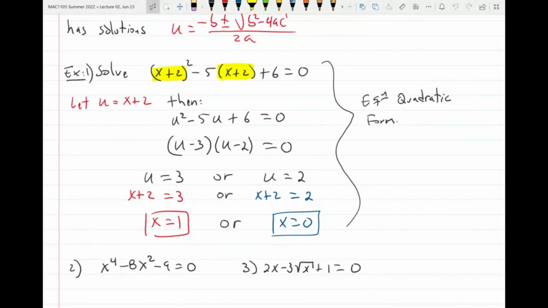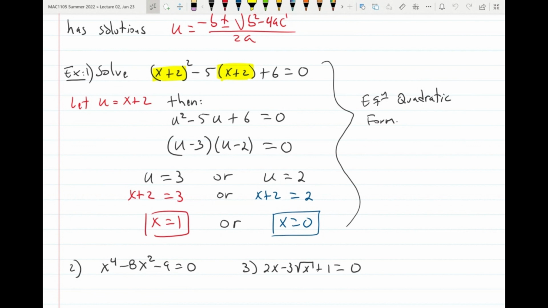Now, my advice to you is the following. Try to look at the equation and try to see if you find an expression containing the variable, not just a number, but containing the variable, so that when you square that expression, it also appears in your equation. Okay? If you can find that, that's your substitution. For example, here I see x plus 2, and if I square x plus 2, it's in there. Okay? So that means that I should let u be equal to x plus 2.